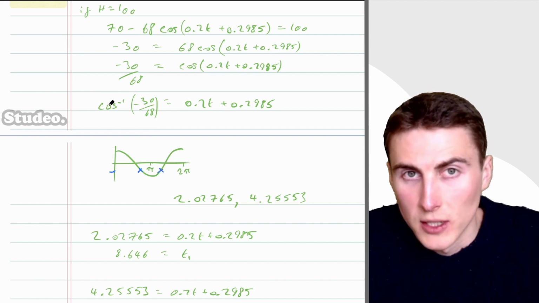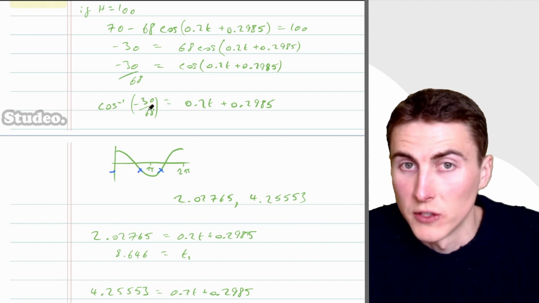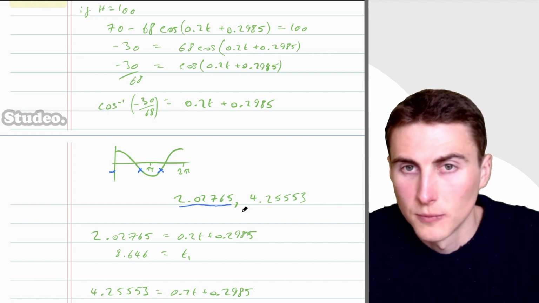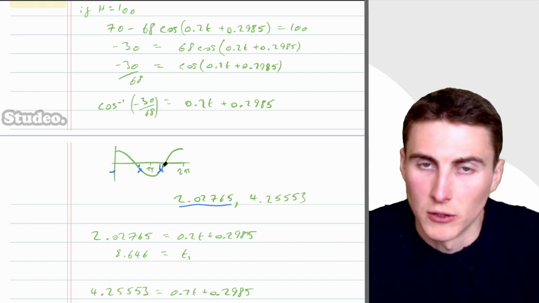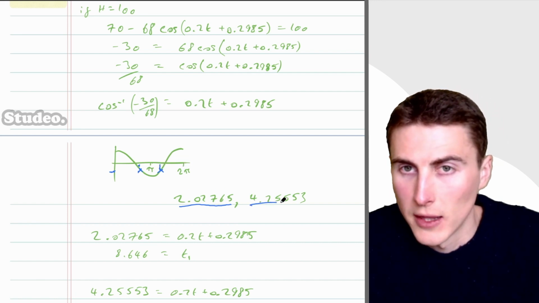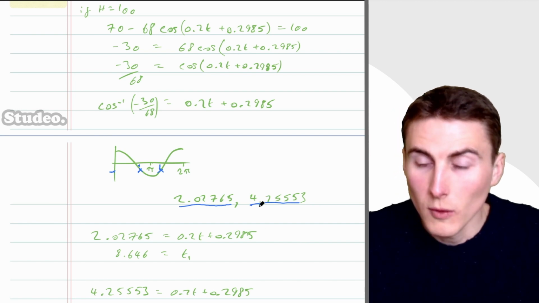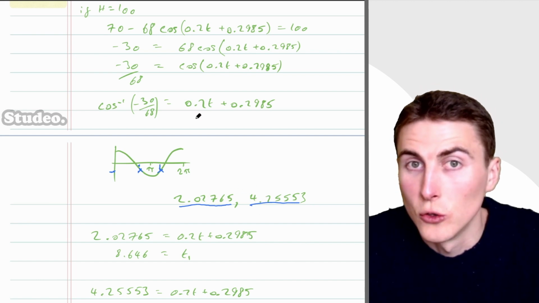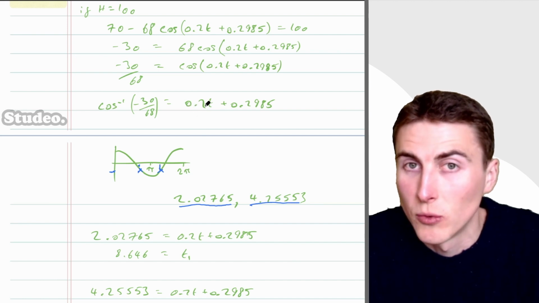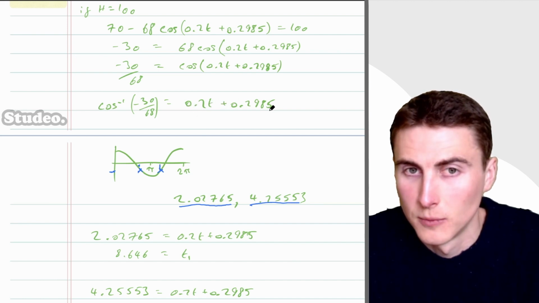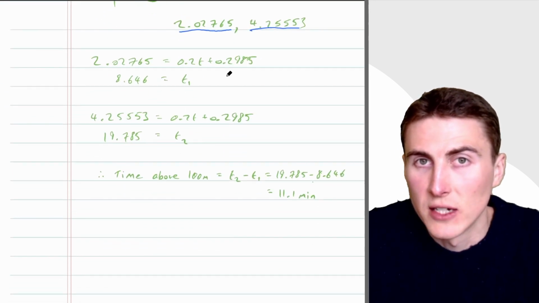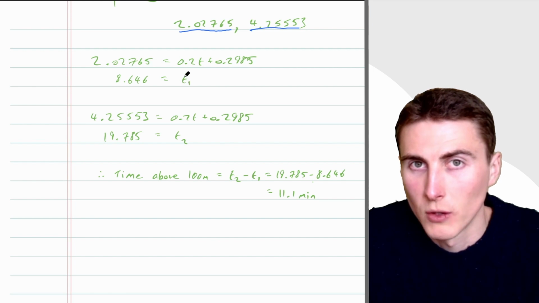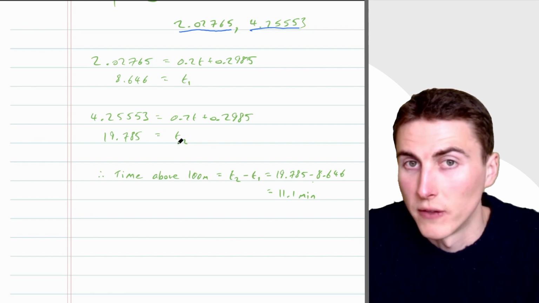So when I put this in the calculator, when I do inverse cos of minus 30 over 68, I get this solution, which would be this one. But then to find this solution here, I have to do 2 pi minus that value. So 2 pi minus this, and that gives me this solution. But remember that these solutions are equal to 0.2t plus 0.2985. So you then have to equate them to that, and rearrange them to find t1. So I've solved this one for t, and this one to find t2.